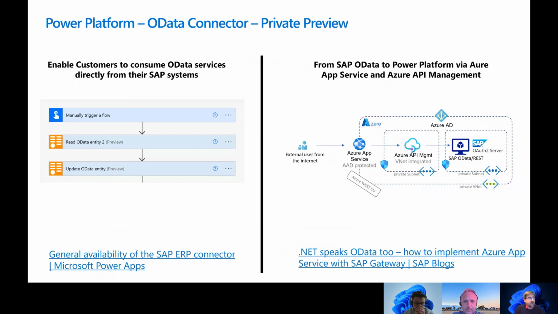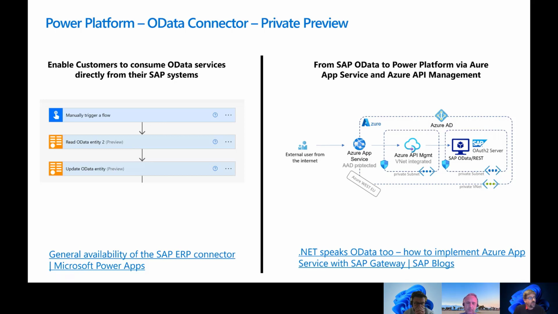last thing that you can really try out today, and that's the OData connector in private preview for the Power Platform. With the OData connector, we can connect to OData services on the SAP side. This is a function that is currently available as a private preview, so you need to sign up to be whitelisted, basically, so that you can consume the OData service. And I quickly also want to show you how this OData service works.